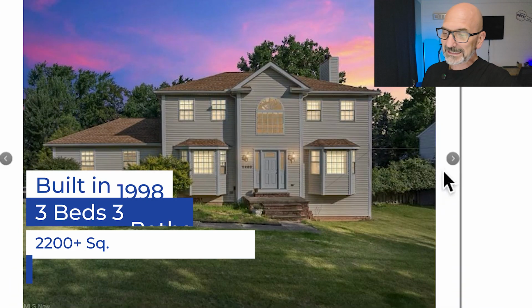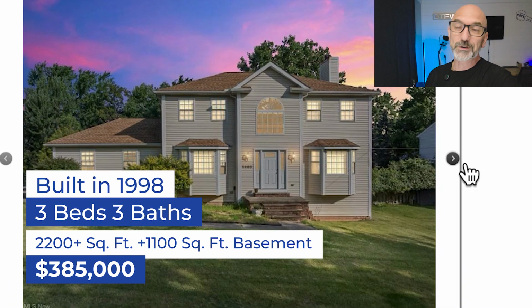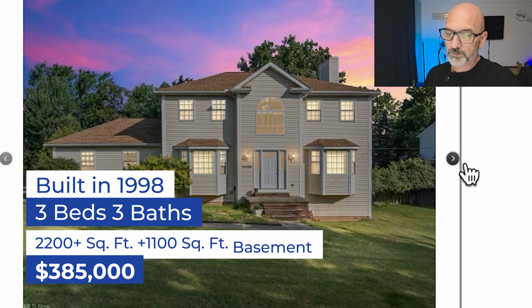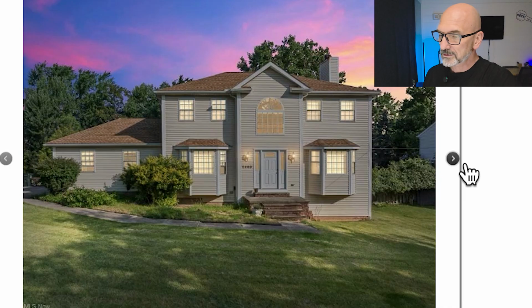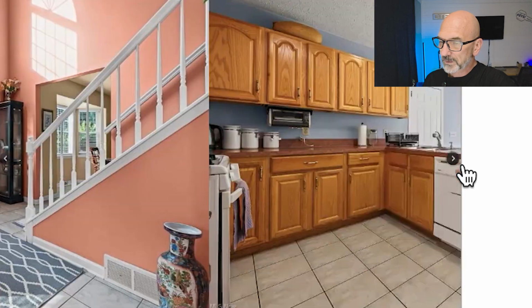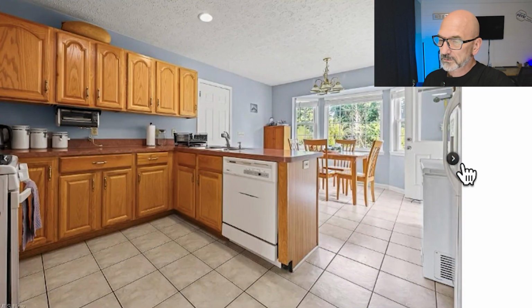This was built in 1998, so it's a newer home. Just over 2,200 square feet, and then you've got 1,100 square feet in the basement. You're on just about a 4/10 of an acre lot. 3 bedroom, 3 bath. So let's take a look and see what this has in it. Oh, I would say it's a typical 90s build. I built a house in 2003 with similar kinds of features.